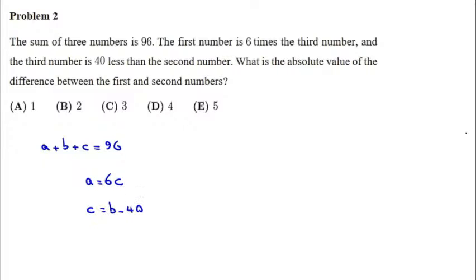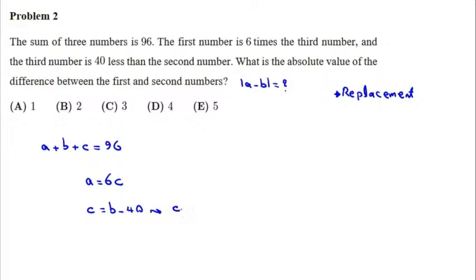Let's see what the problem wants. It says, what is the absolute value of the difference between the first and second number? So, the absolute value of A minus B. Now, in this problem, I want to use replacement. When you have more than one variable, use replacement. This problem is easy, but it can also solve harder problems. So, I will calculate all of them in terms of C.